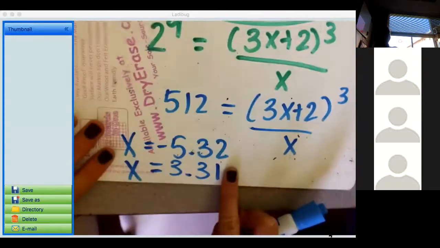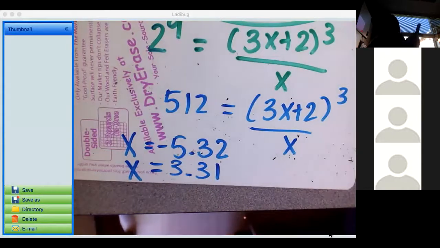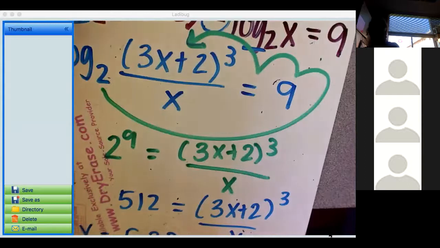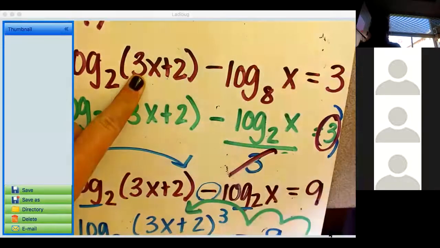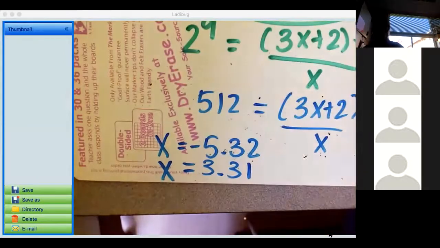Now, which one is extraneous? Now listen to me carefully. The negative is not always extraneous. You need to actually go put it into the log and see if it stays negative, okay? So when I go back up to the top with negative 5.32, that is going to stay negative in both of these logs. And can the argument be negative? No, so that one is extraneous. So what's my answer?